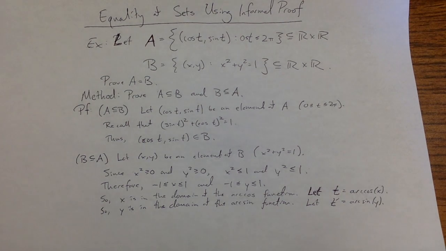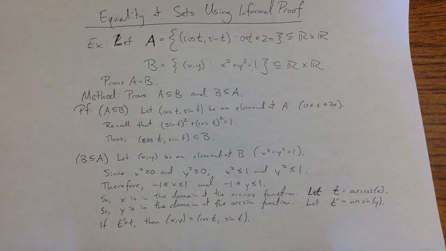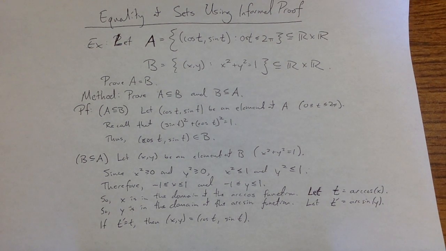If t prime equals t, then I know that the cosine of t is x and the sine of t is y. Otherwise, I have a few things to be worried about, specifically that the arc sine and arc cosine functions have different values out, and I need to worry about which quadrant I'm in, which means I'm going to punt. I'm going to let you figure out the rest of the details for these arc cosines and finish the proof. It's a little bit more work, but I'll let you finish it.